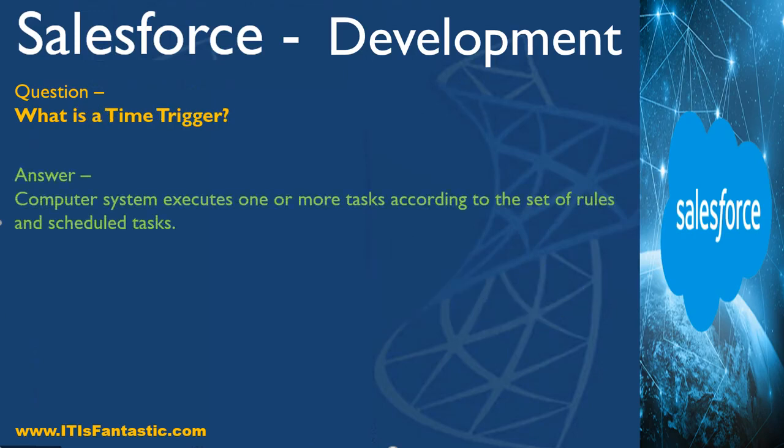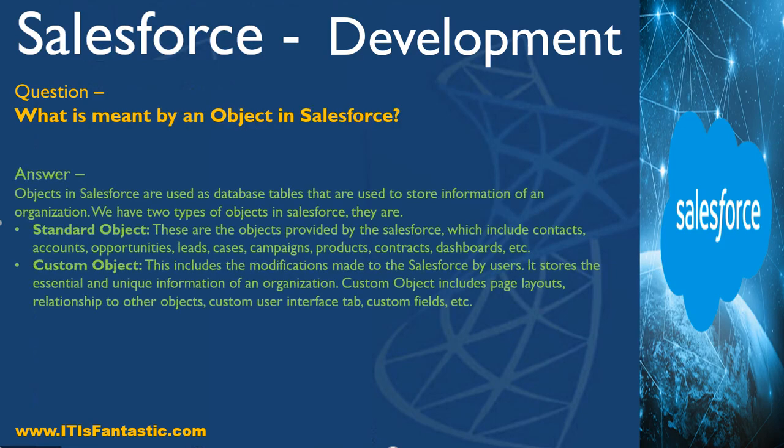What is a time trigger? A computer system executes one or more tasks according to the set of rules and scheduled tasks. What is meant by an object in Salesforce? Objects in Salesforce are used as database tables that are used to store information of an organization. We have two types of objects in Salesforce. They are standard objects and custom objects.